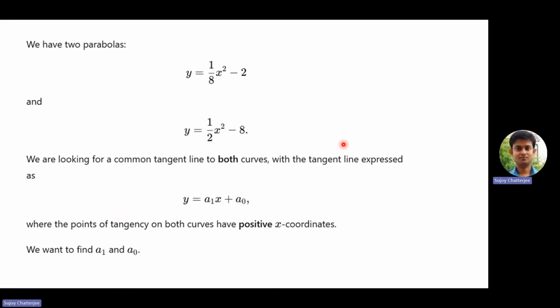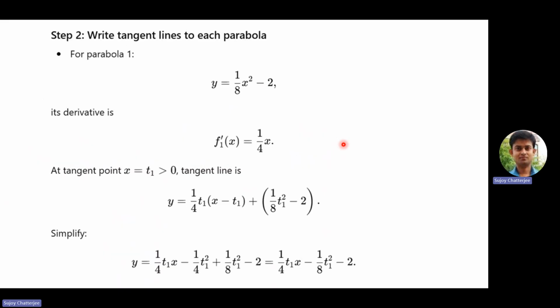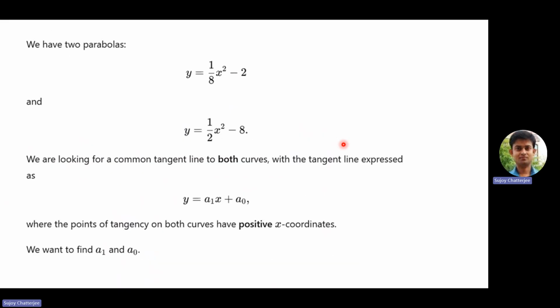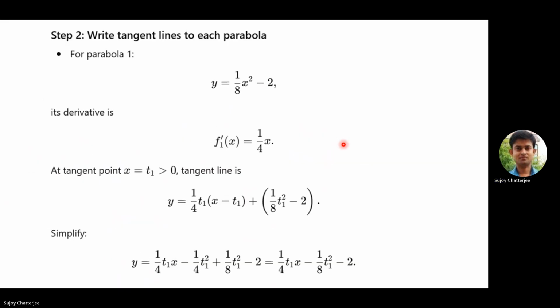So this is the problem statement of this question. So next, we write the tangent lines to each parabola. So for parabola 1, y is equal to x square by 8 minus 2. Its derivative is f1 dash x is equal to 1 by 4x.